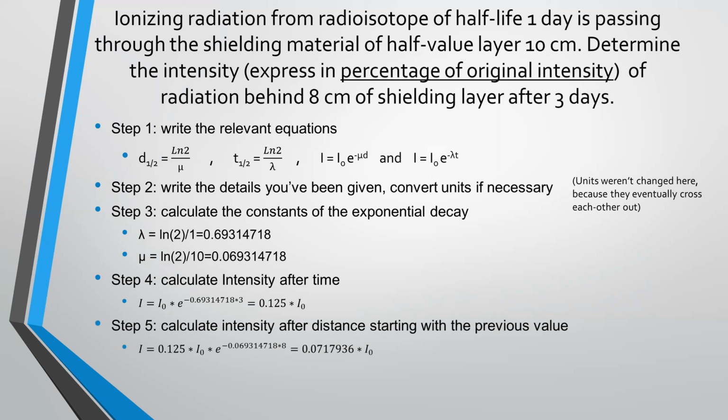So we find the distance in the similar way by substituting the value of mu, and then we calculate the percentage. And if you see, we have substituted the intensity value in step 5 with the answer that we got in step 4.